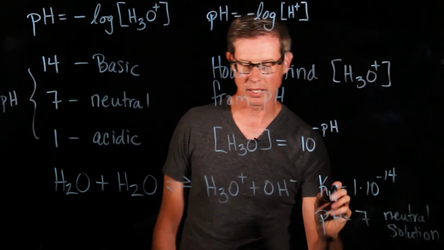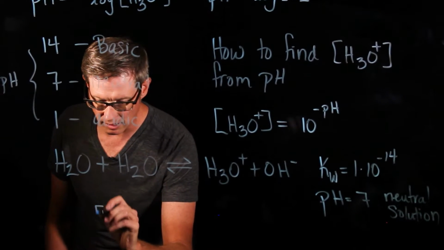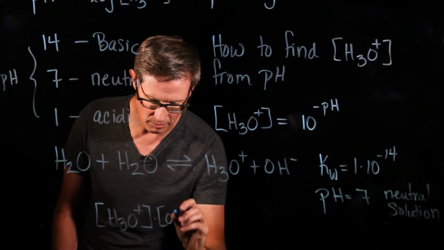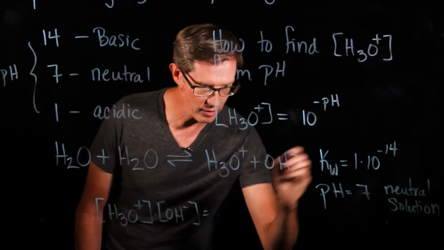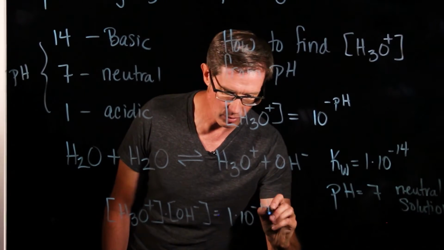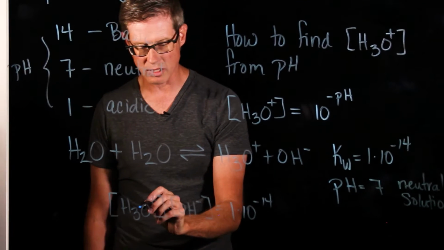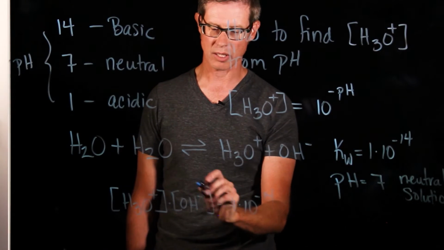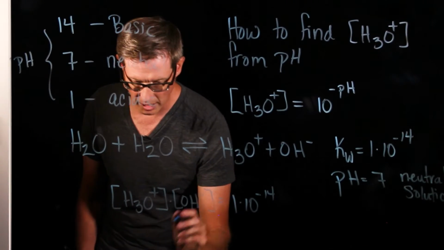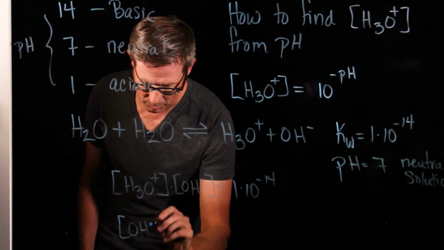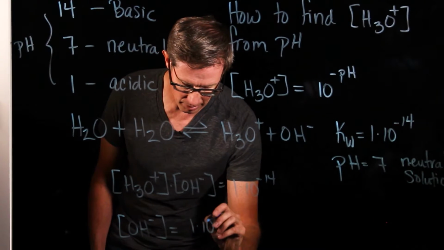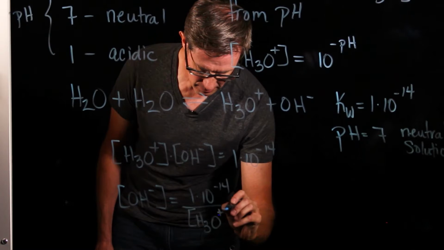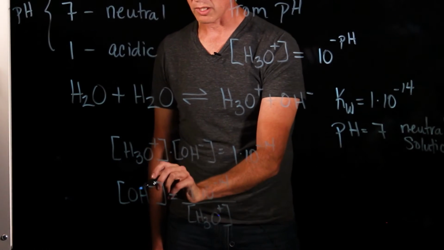Now, why this is important is because this constant allows me to take the concentration of H3O+, multiply it by the concentration of OH minus, and that equals that constant, 1 times 10 to the minus 14. So if I know the concentration of H3O+, and that constant is constantly constant, then I can solve for the concentration of OH minus. So again, we can do the algebra very simply. Concentration of OH minus equals 1 times 10 to the minus 14 divided by the concentration of H3O+. And now I can find the concentration of OH minus.